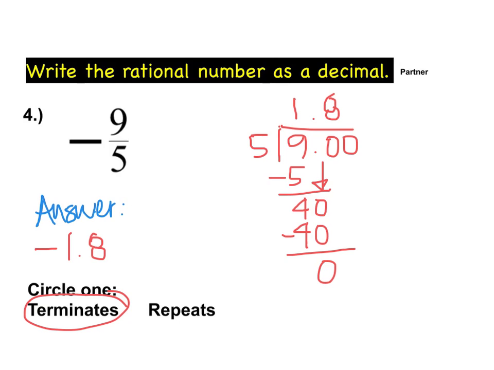5 goes into 40 8 times. 5 times 8 is 40. I take the difference and I get 0. Remember that when I get to 0, that tells me this is a terminating decimal. So then I brought that 1.8 over with the negative for my final answer.